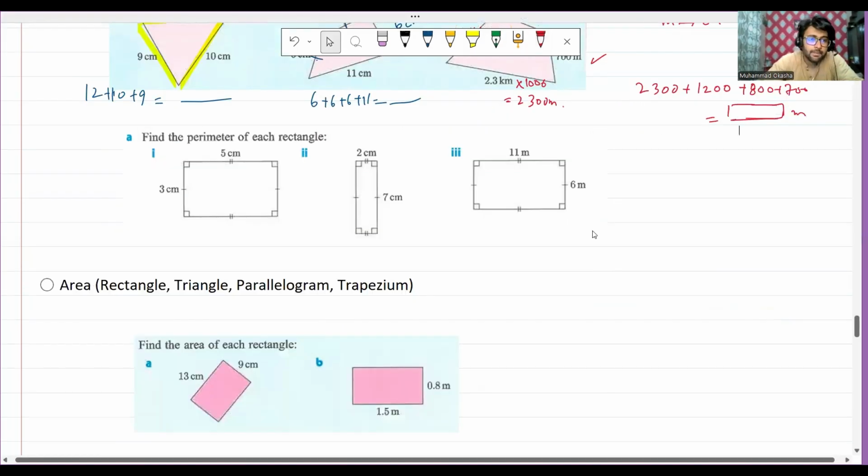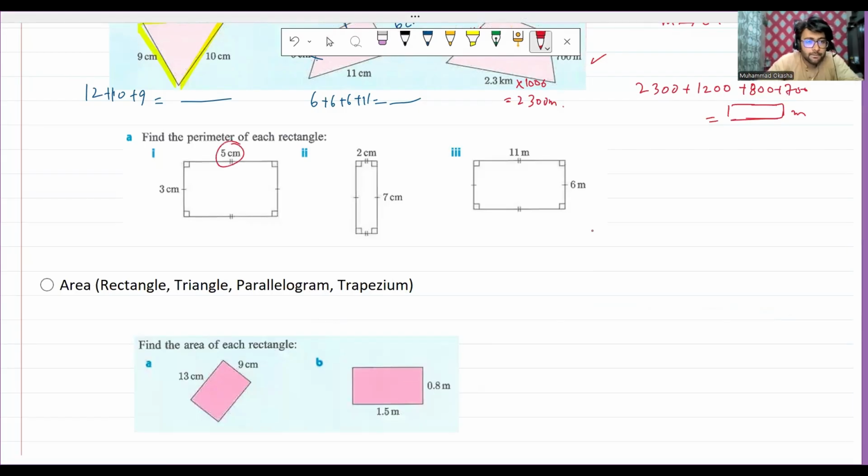Similarly, this is pretty simple. If this is 5, this is also 5. If this is 3, the other one is also 3. You can just add them. 5 plus 5 plus 3 plus 3. And this is 7, and the opposite to 7 is this, 2. Right? This is 6, and this is 11. You can just add them. 11 plus 11 plus 6 plus 6. Make sure that you have your answer in centimeters.